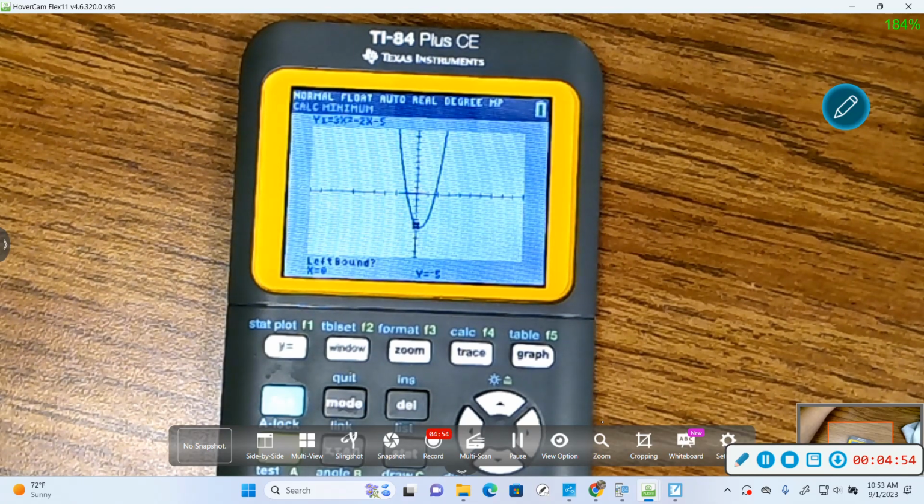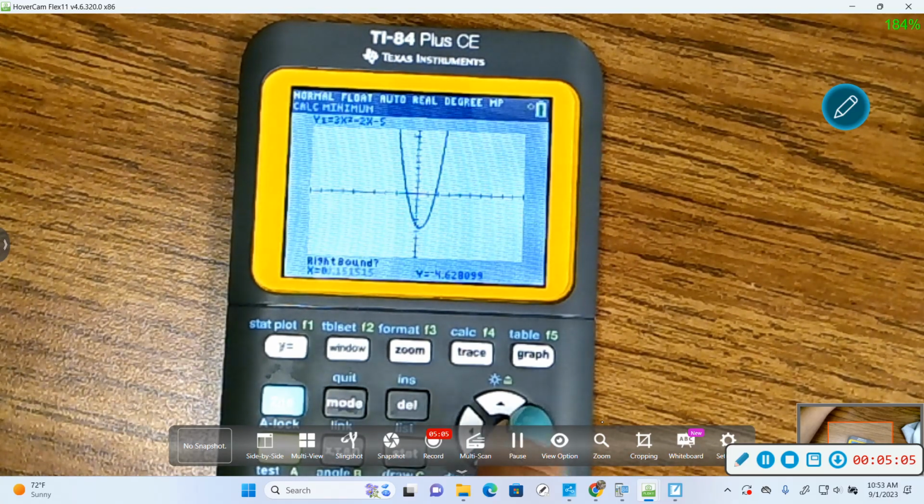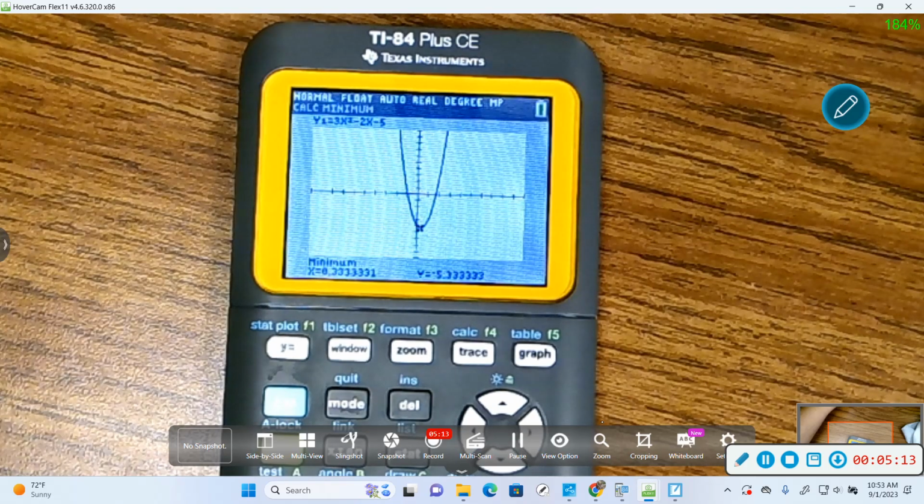I'm going to have the cursor somewhere on the left of the point. I'm going to hit enter. I'm going to cursor it over to the right side of the point. And again, it doesn't have to be super specific. So I'm going to hit enter. I'm going to right arrow through the point somewhere on the right side. Good enough. Nobody wants to guess. That's just stupid. Texas Instruments. I'm going to hit enter.